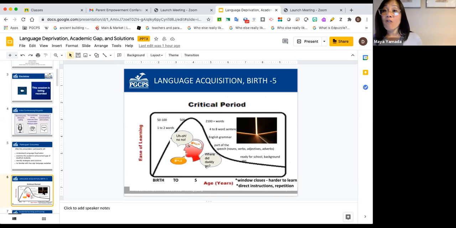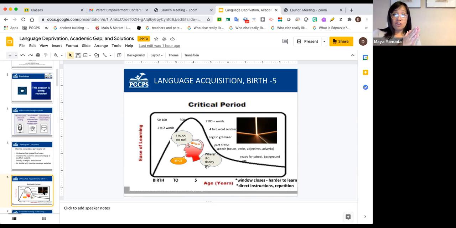Okay, so before I talk about language deprivation, it is really important to understand language acquisition. Now, I know some of you here are educators, so you're very familiar with language acquisition, but it's a good reminder for all of us. So language acquisition is how humans acquire language, how you pick up vocabulary, language patterns, grammar, your understanding of the English language. That all involves language acquisition.